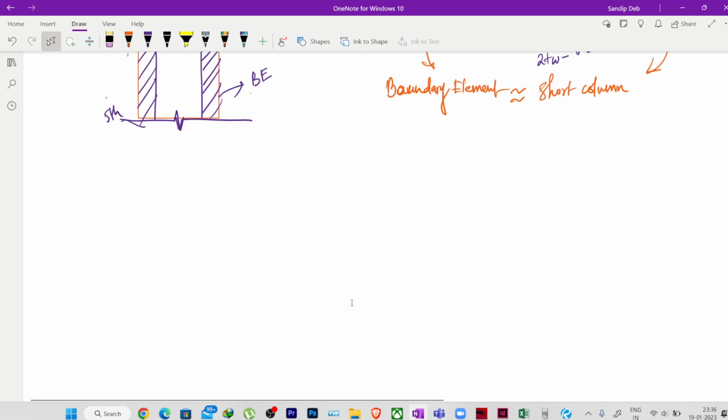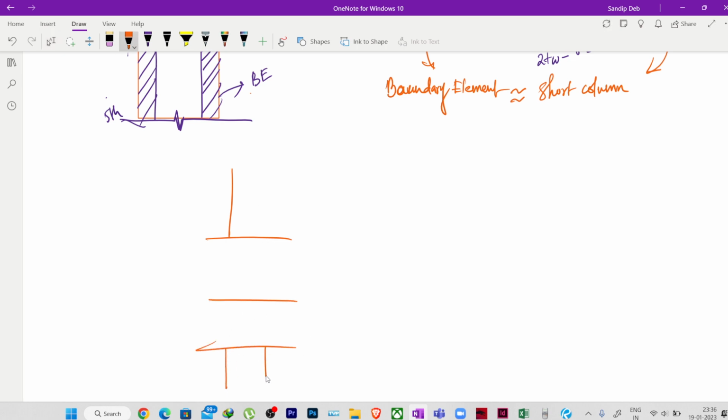So what we do in case of columns, suppose we have floors like this. Up to a certain floor, the column dimension is like this. Then we may reduce it while maintaining a proper slope. So we may reduce it here like this at one edge, or maybe from the center also you can reduce. Okay, I'm showing it from one edge.